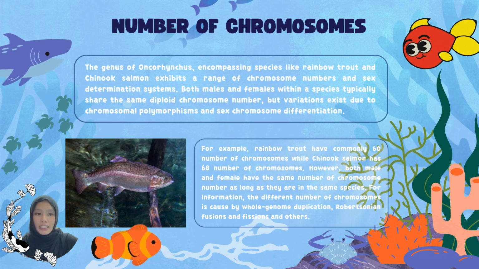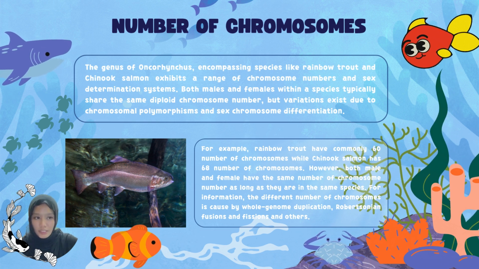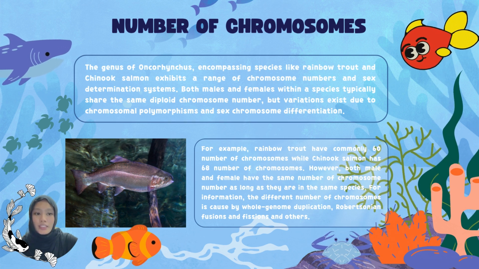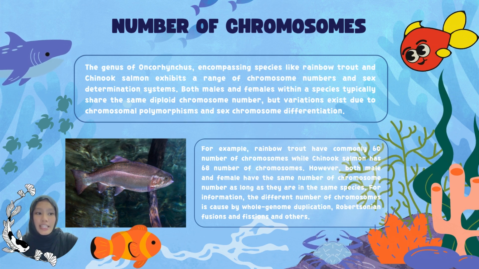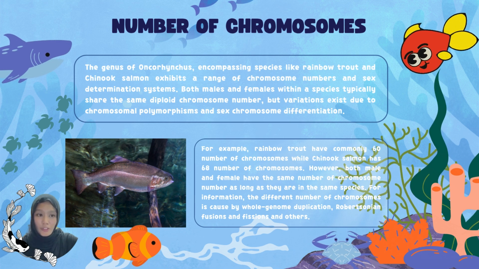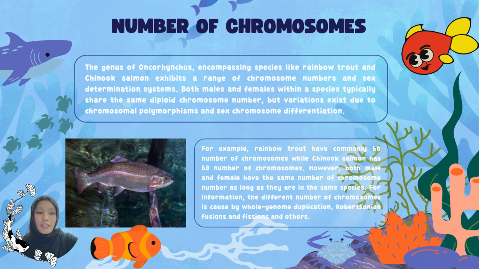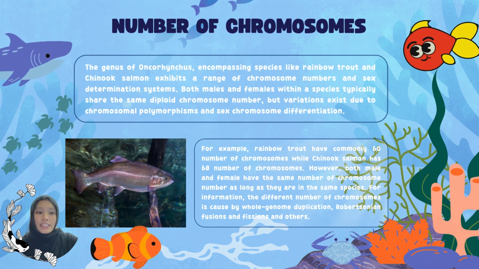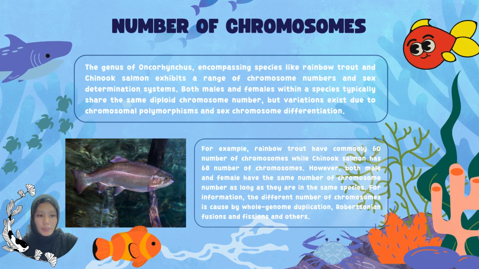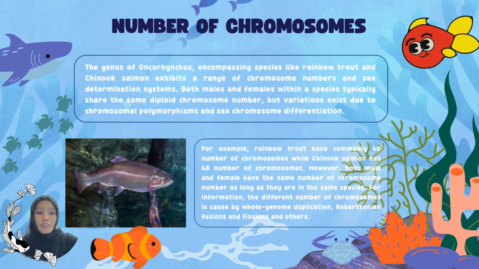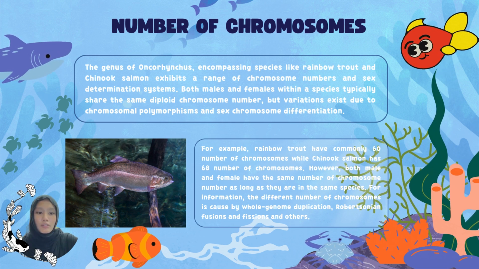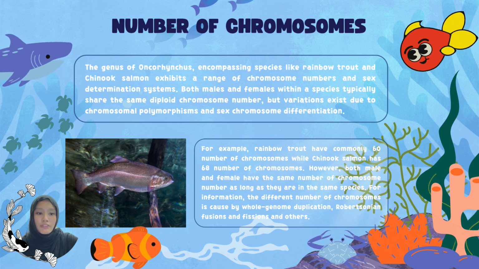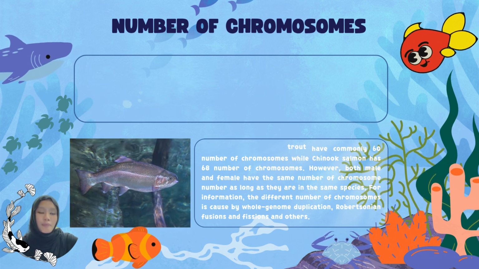For example, a rainbow trout commonly has 16 chromosomes, while Chinook salmon has 68 chromosomes. However, both male and female have the same number of chromosomes as long as they are in the same species. For your information, the different numbers of chromosomes are caused by whole genome duplication, Robertsonian fusion and fission, and others.